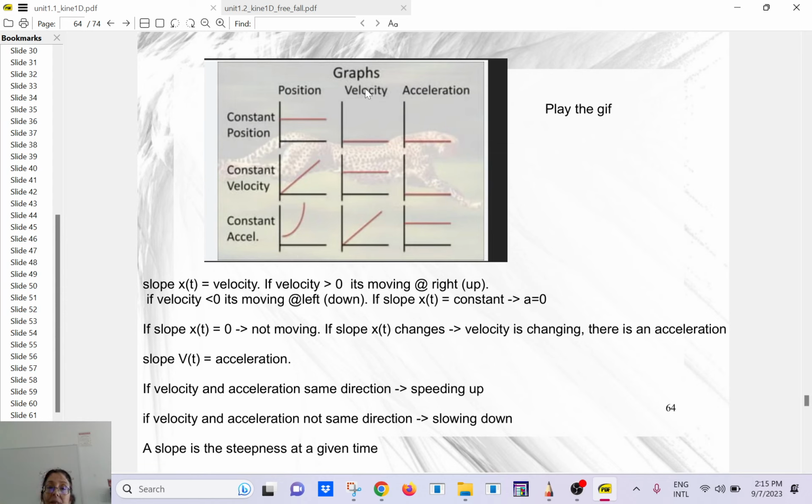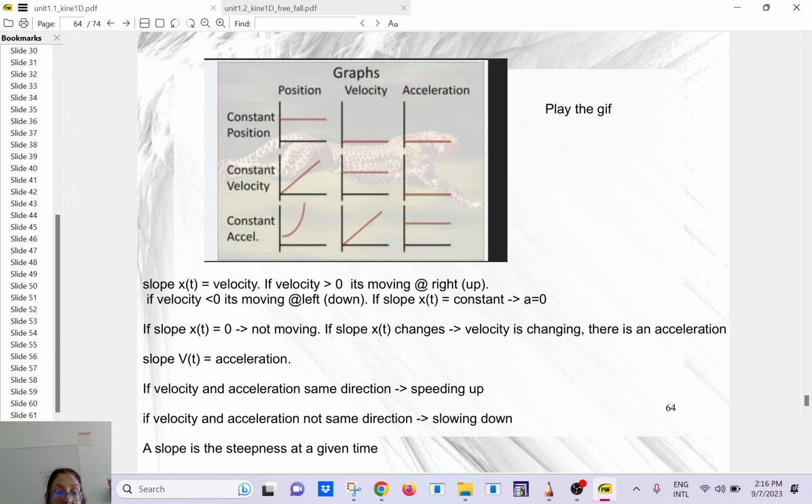Here you have the velocity. Here you are not moving, so the velocity, of course, is zero. Here the velocity is constant. And here the velocity is increasing because you are speeding up. No acceleration, constant velocity, no acceleration, and constant acceleration here, that means you are speeding up at a constant rate. So that's why you have a line.